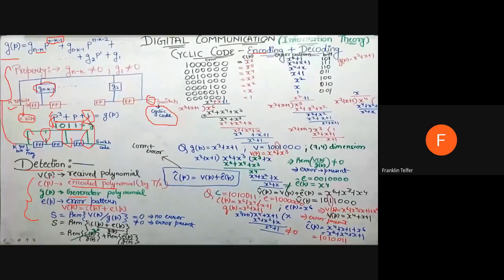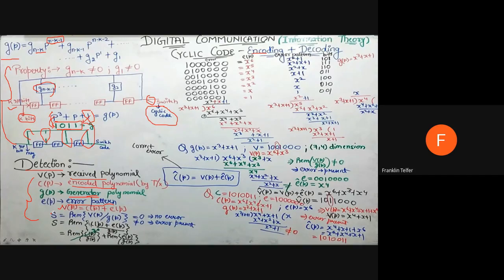The received polynomial is the received signal. C of P is encoded by the transmitter, on the transmission side. G of P is the generator polynomial. This generator polynomial is mainly used to calculate the error, so you need to know the generator polynomial function. E of P is the error pattern. What is the output you got? Which bit has the error? And next is how that error is going to be corrected. V of P can be taken as C of P plus E of P. C of P is the encoded polynomial and E of P is the error pattern.